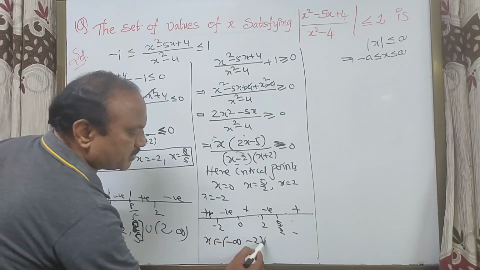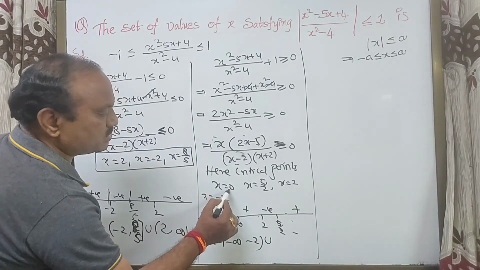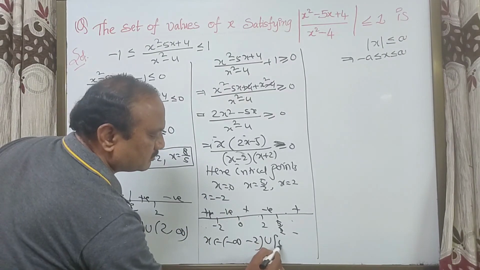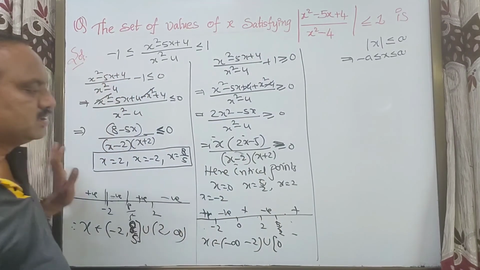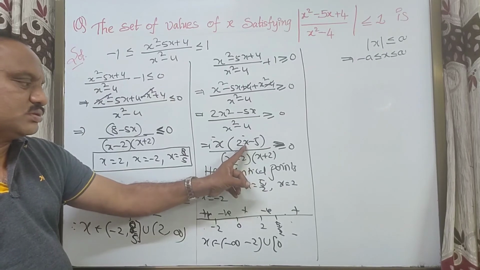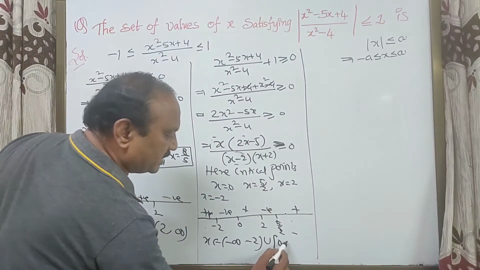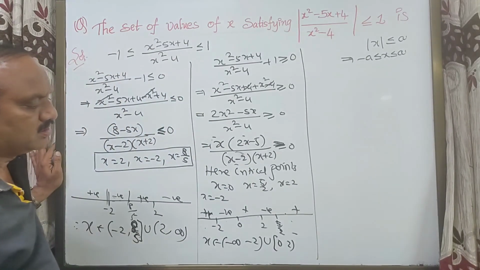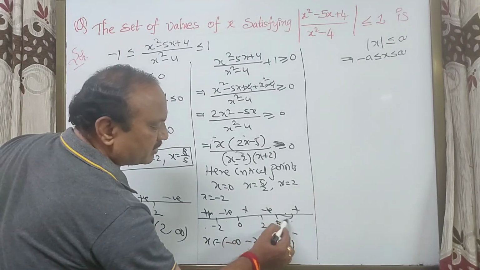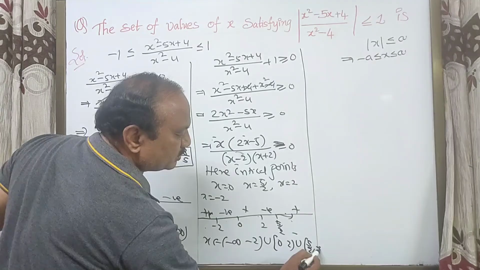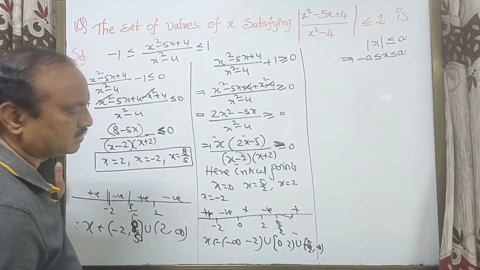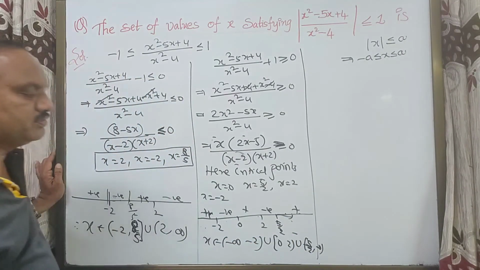0 to 2 is positive. For 0 we have closed interval. For 2 it would also be closed interval, but at x equal to 2 it is undefined. So take open interval. Positive after 5 by 2, 5 by 2 to infinity. After 5 by 2 positive value.